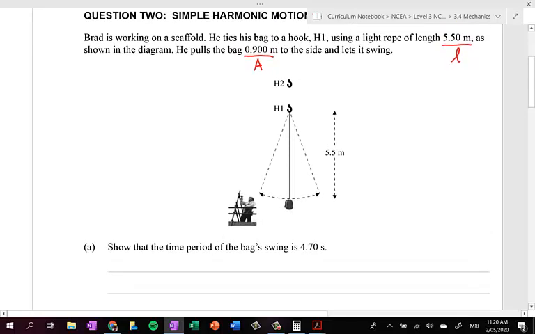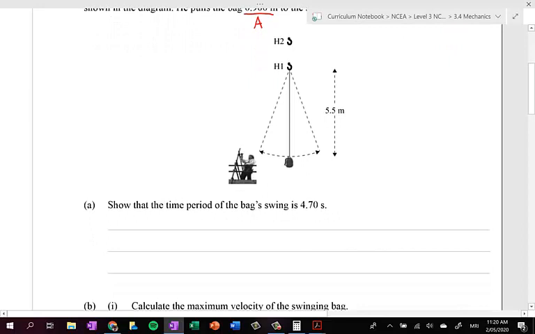So in a show question, we really need to show our working. So we can show that we know the equation first. That's T equals 2 pi square root L over G. And so in this case, that's 2 pi times the square root, we were given the length was 5.5 over G, which is 9.81, because we're assuming he's on Earth here.